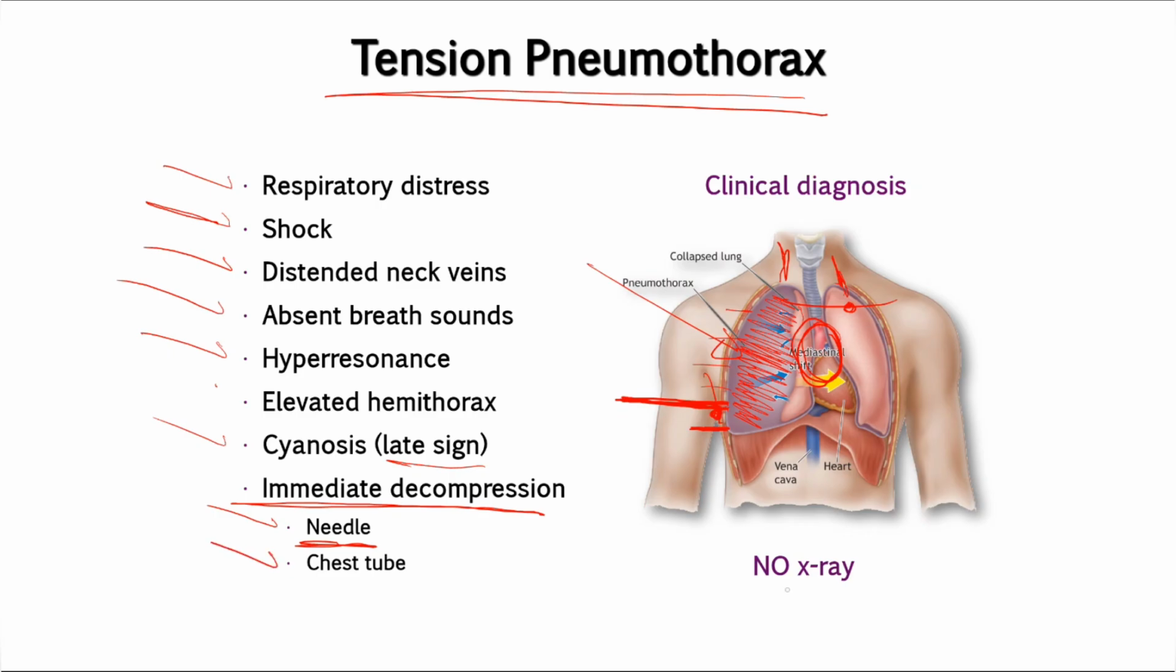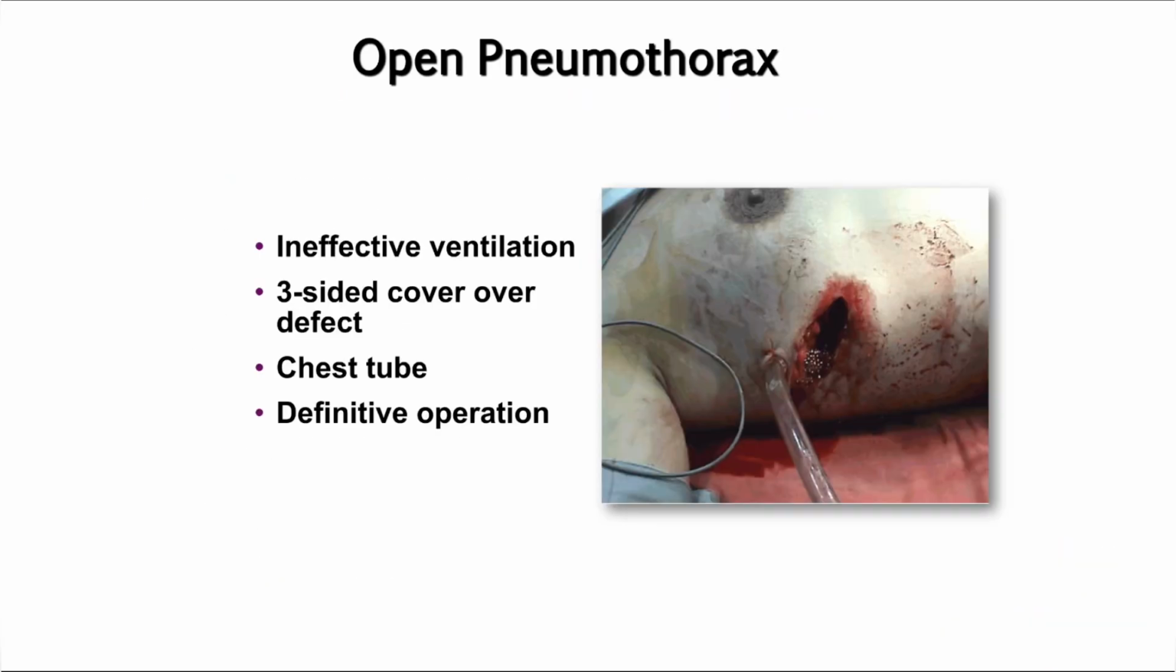Please, if you are suspecting tension pneumothorax, do not send the patient for X-ray. The diagnosis is clinical. If you are not sure, then you may also do a FAST scan. A FAST scan can tell you if there is a barcode sign. When the patient has a barcode sign, it is for sure a case of pneumothorax, and you have to start needle decompression and chest tube insertion.